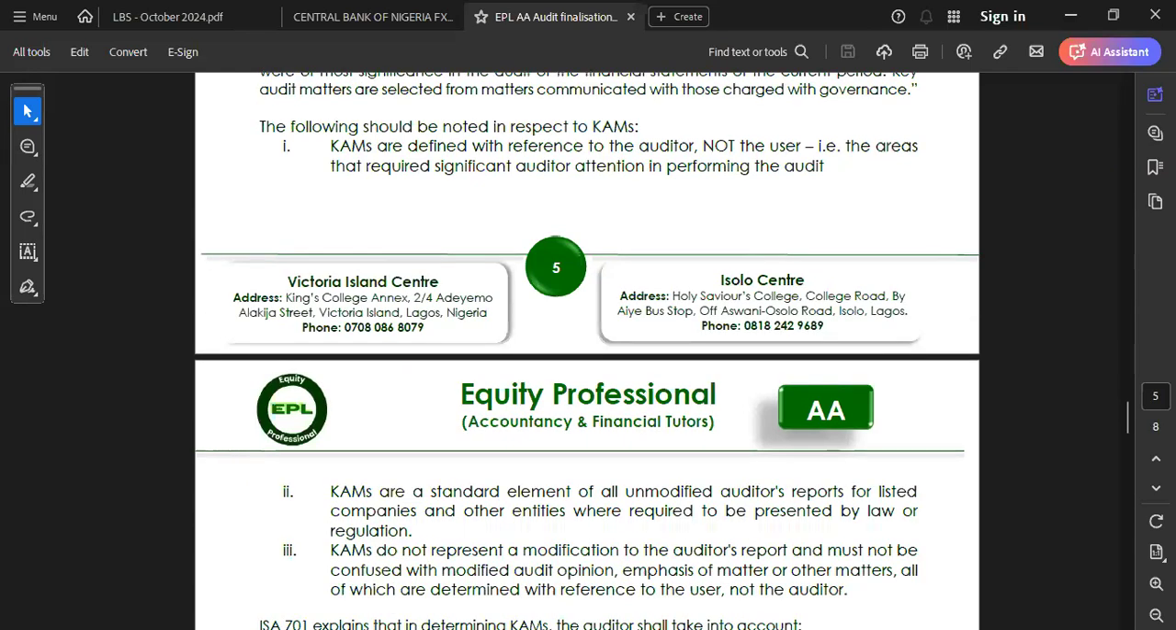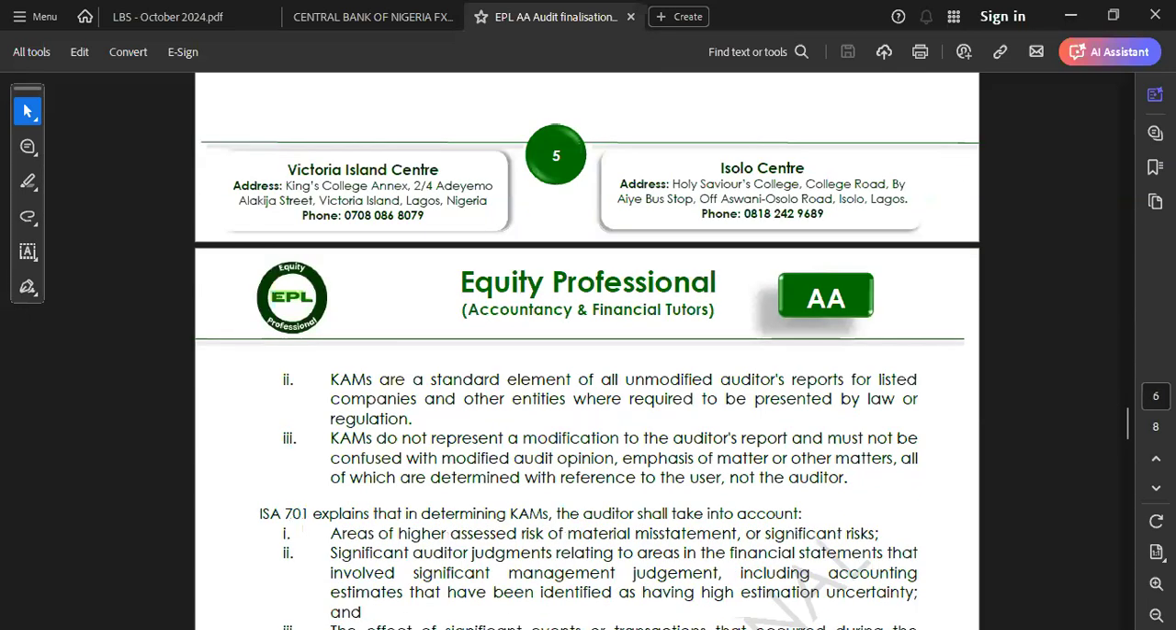Now, the fact that an audit report has key audit matters does not mean that the report should be qualified or modified. A report can have key audit matters and still be an unmodified report, whereas in some instances, once you have key audit matters, it might modify the report. Now, there are some countries that have special laws on how an auditor should treat key audit matters. But what we are saying is that an audit report having key audit matters does not mean that the report should be modified.